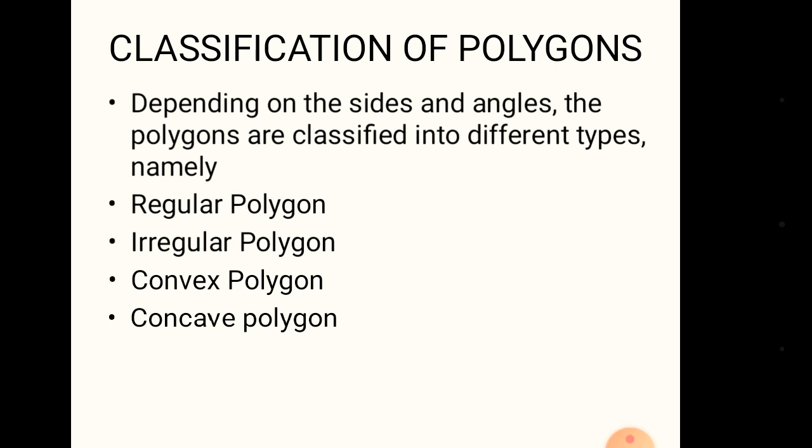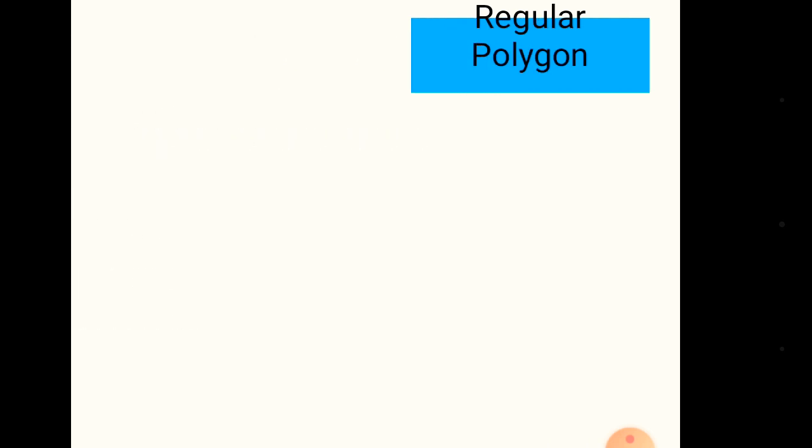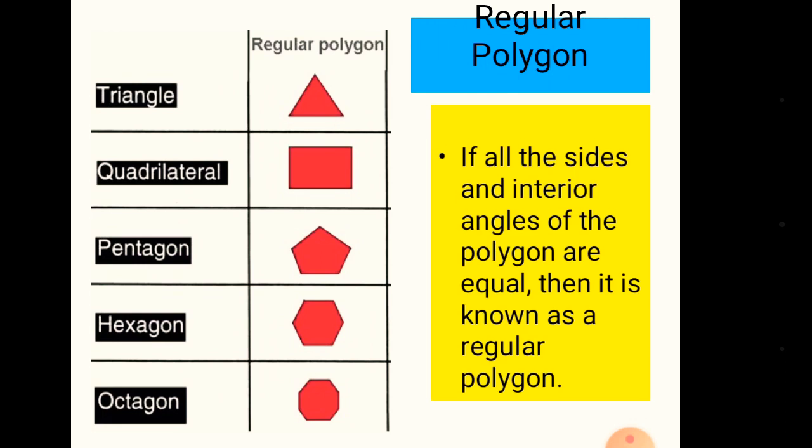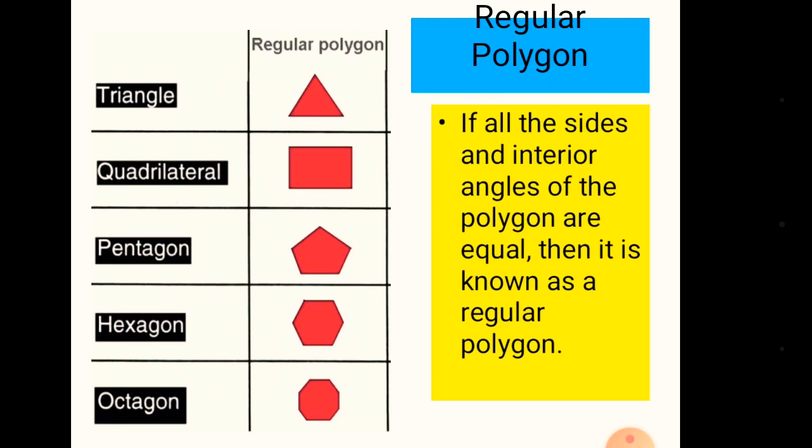First, we will see what are regular polygons. Regular polygons are polygons having all sides and angles equal. According to the definition, if all the sides and interior angles of a polygon are equal, then it is known as regular polygon. In these figures, all the sides are equal, also the angles are equal. Both should be equal, sides as well as angles. Then such polygons are called regular polygons.